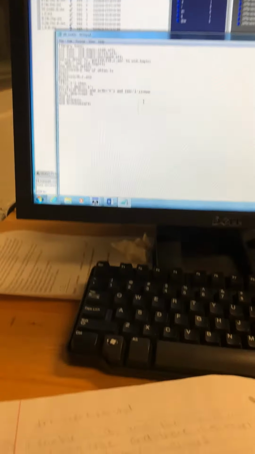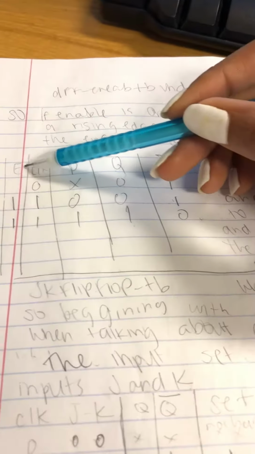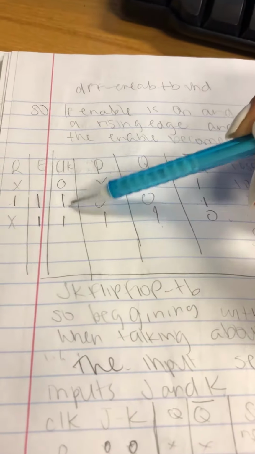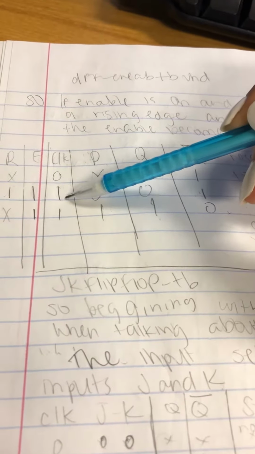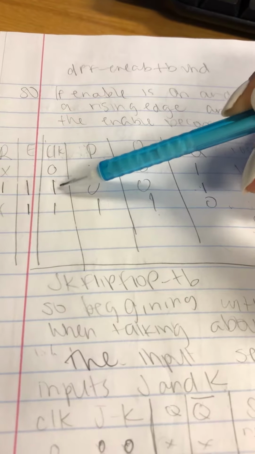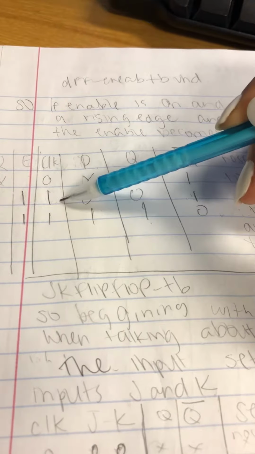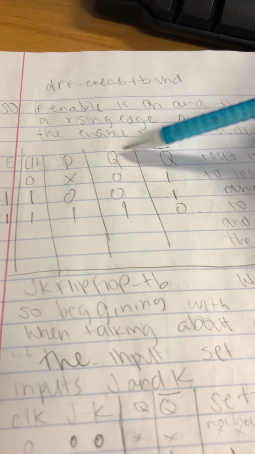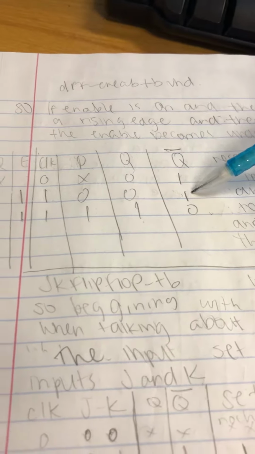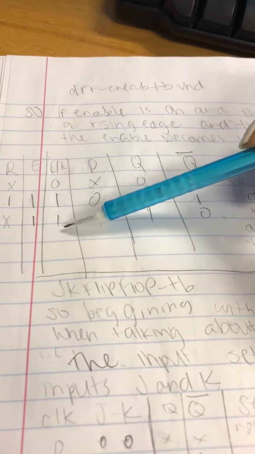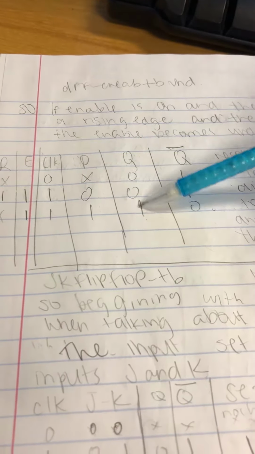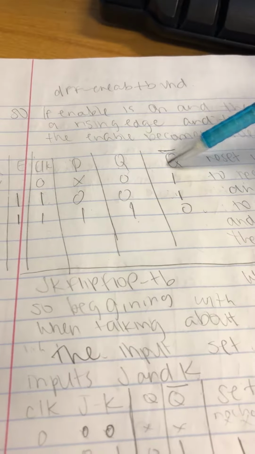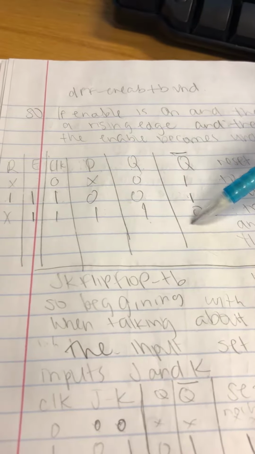So I've created a truth table, and if enable is on, then the clock is on, and we have a rising edge clock, which is 1. If D is 0, then Q is 0, and Q bar will be the opposite of Q, which is 1. If the rising clock edge is at 1 and D is 1 and Q is 1, which follows D, Q bar will be the opposite of Q, which is 0.